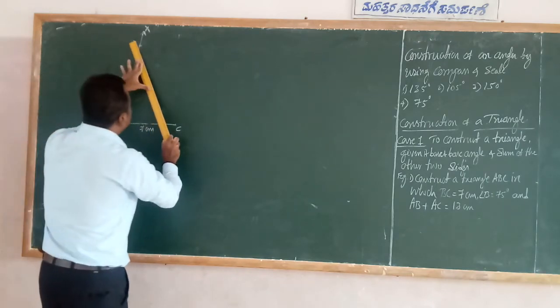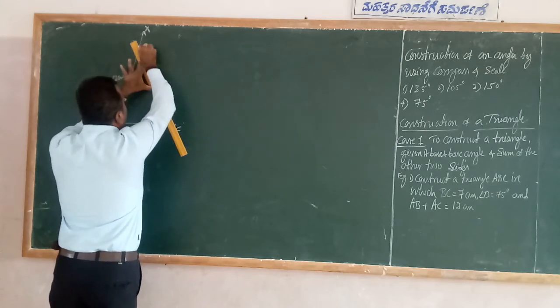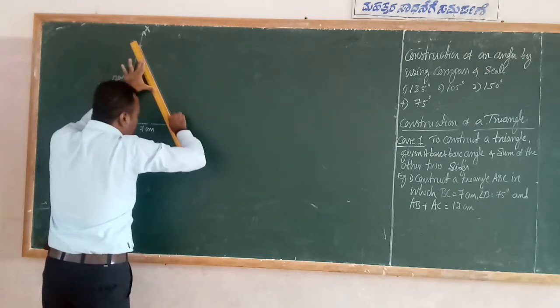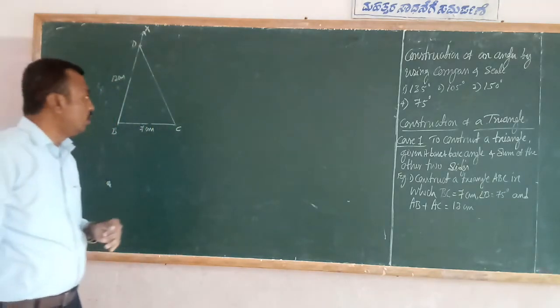Now you have to join this D and C. It becomes BDC. This is not ABC. This is BDC triangle. I want ABC. What is the next step?